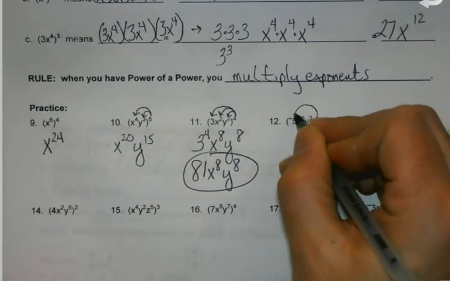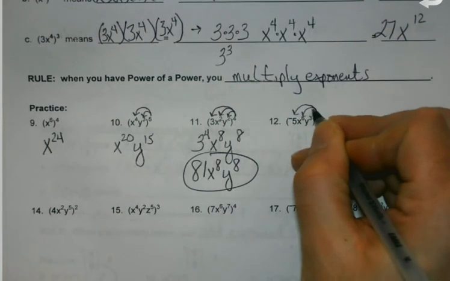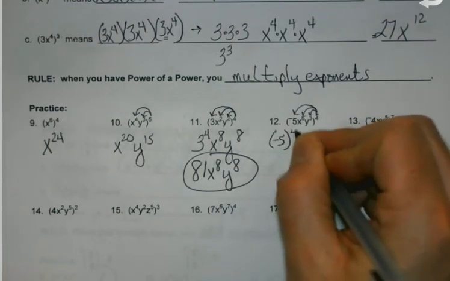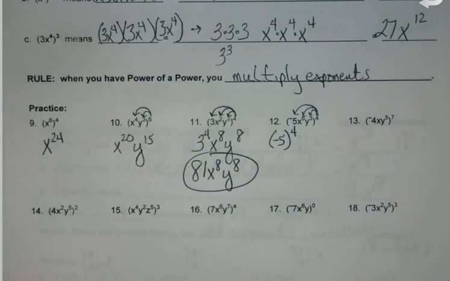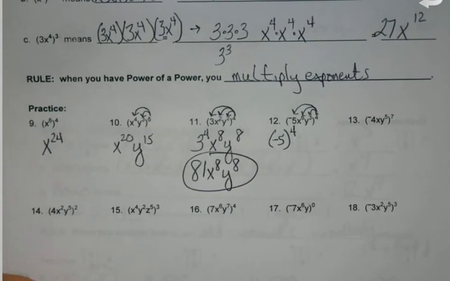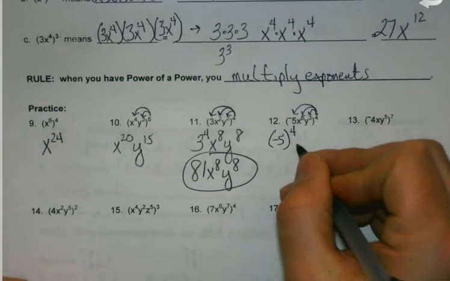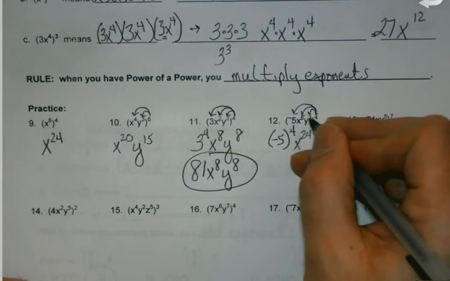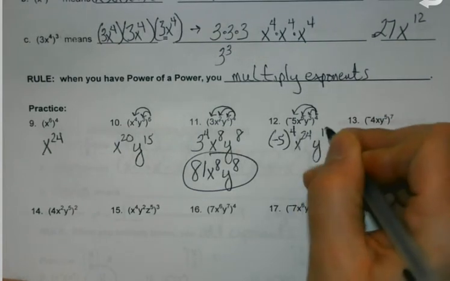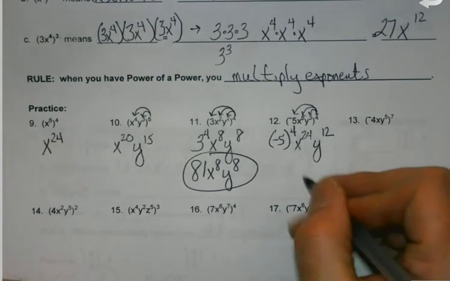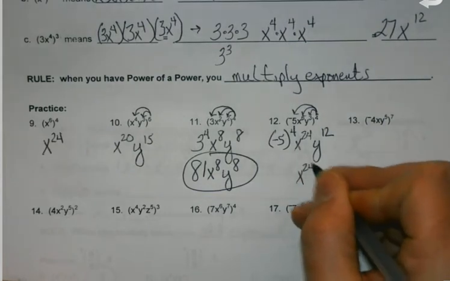All right, 12. Notice here, I'm going to put my -5 in parentheses. I'll explain why that's really important in a minute. But just go ahead and put it in that way for now. If I did it with every number, that's probably a good habit. 6 times 4 is 24. 3 times 4 is 12. So I'm still multiplying my exponents. So that part will stay the same.